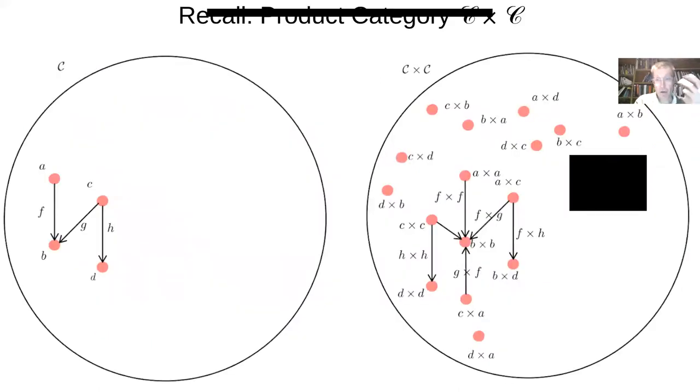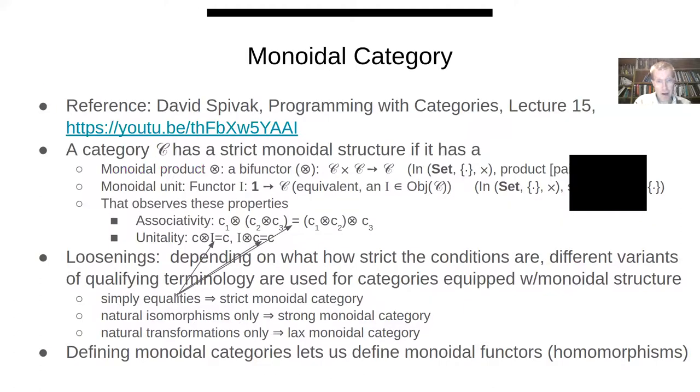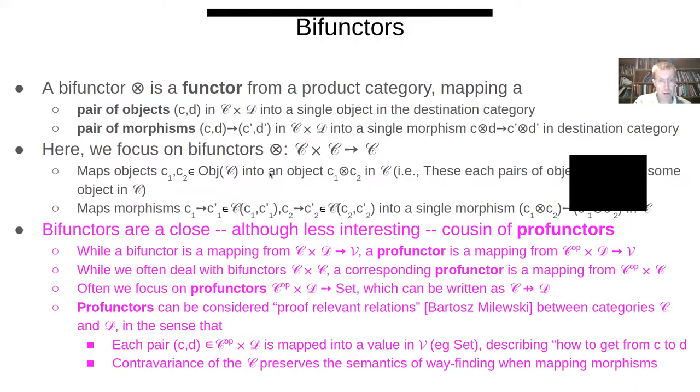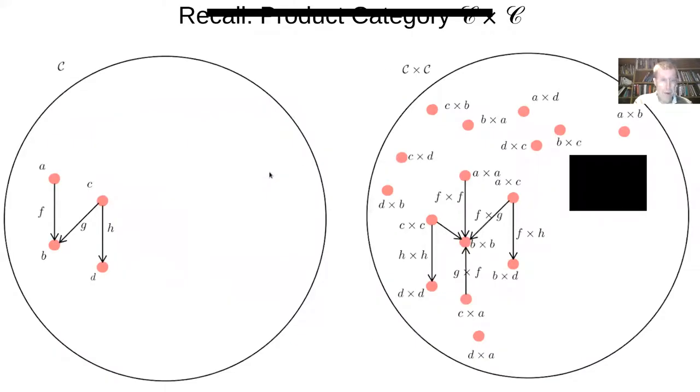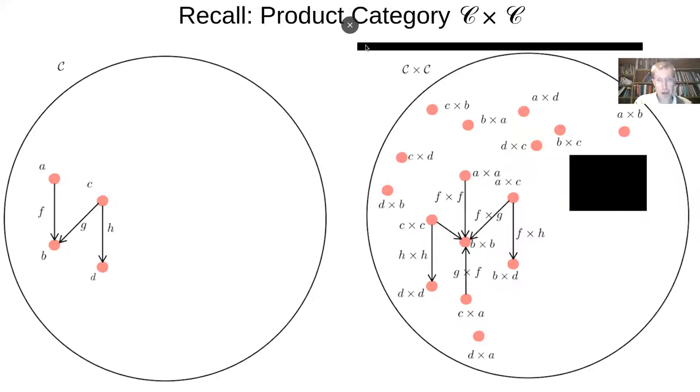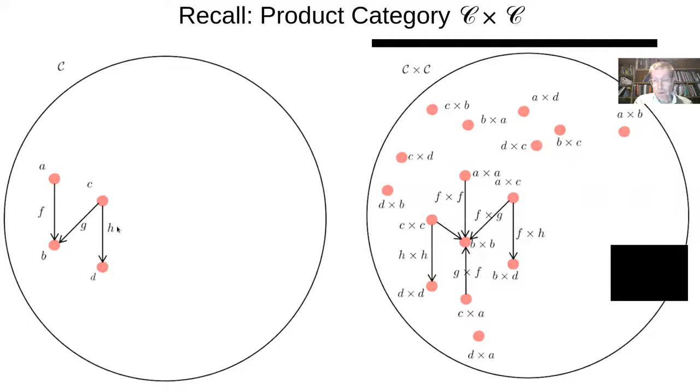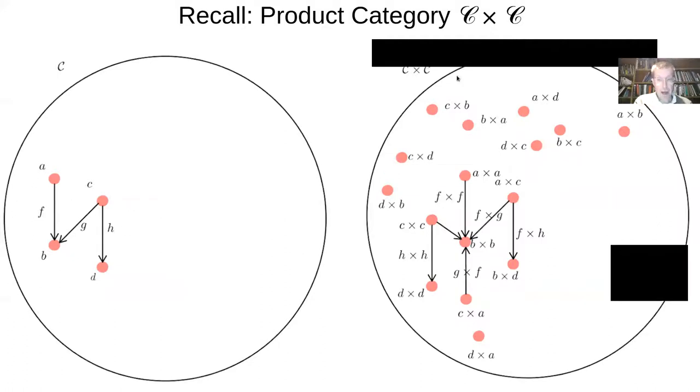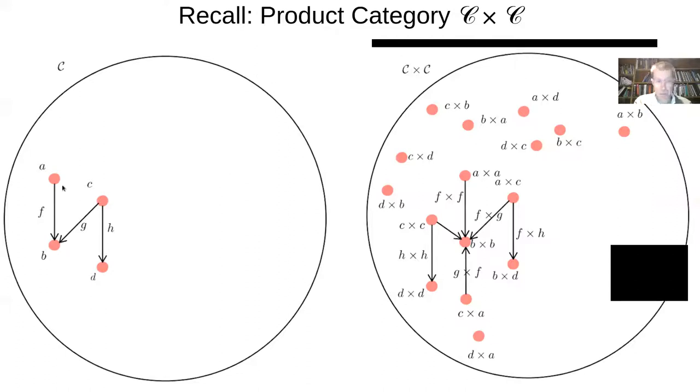In order to discuss this, I need to remind you of bifunctors and then of monoidal categories, which make use of bifunctors. So I hope you'll forgive me, but if we have category C here, recall that given a category C, we can define a product category of C with itself in a fairly straightforward way, right? This product category can be thought of as having pairs of objects in the original category. So if we have object A and the object C, we can get an object A cross C. And you could think of it as kind of a comma C, right?